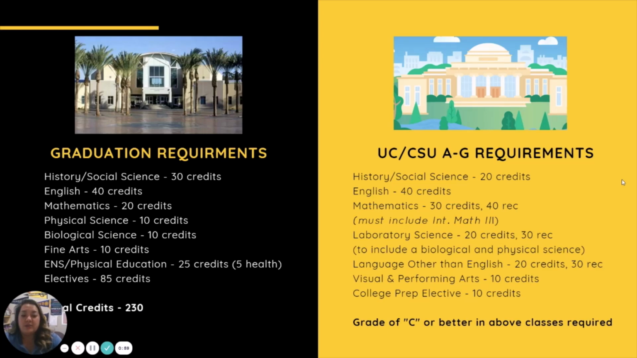The other area that is different is that language other than English is a required course for A through G requirements, whereas it is not required for graduation requirements. In addition, it is important to look at what college prep elective you are taking. Whereas we offer a lot of different electives, there are certain classes that will give you that specific college prep elective for A through G requirements, or you can satisfy that by taking something in excess of the above listed courses as well. Another big thing that we want to make sure you understand is that all A through G requirements must be passed with a C grade or better.